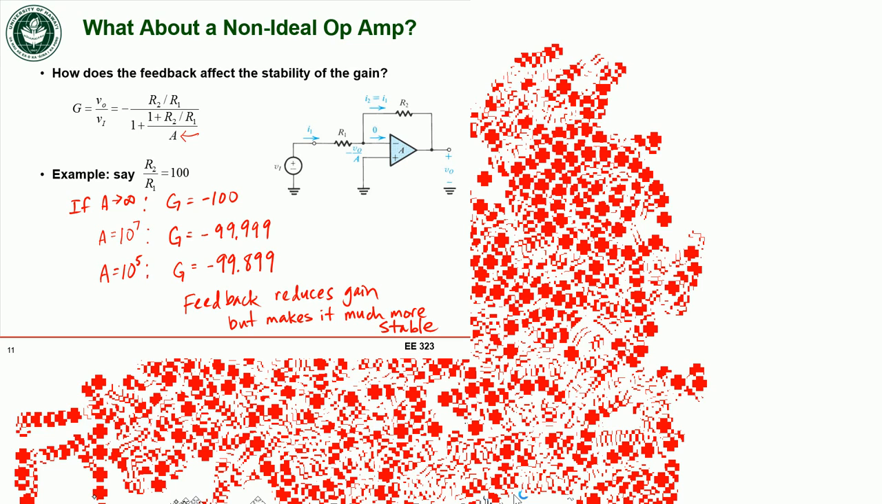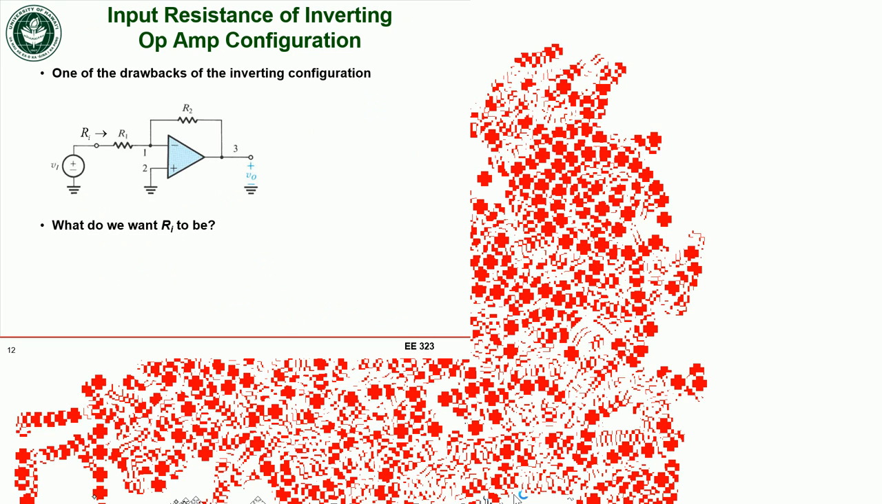Any questions with this? Okay, let's analyze some other aspects of this inverting op-amp configuration. So it stabilizes the gain, which is good, but there is a drawback to the inverting configuration as well. So let's look at the input resistance of the inverting op-amp. If I'm connecting up some source, I'm looking at the resistance that I see looking into my inverting op-amp circuit. What is that resistance?